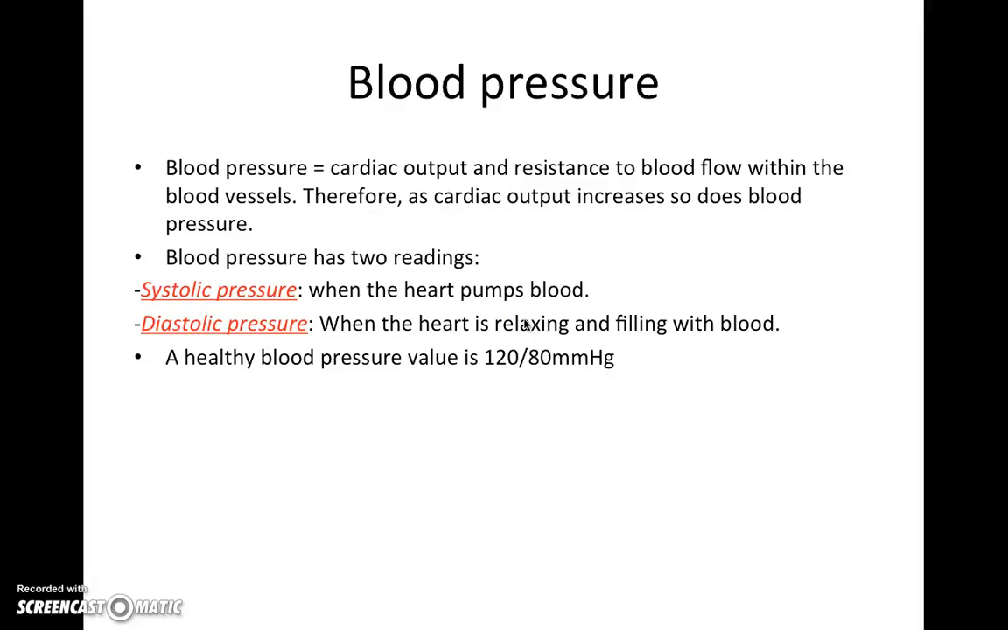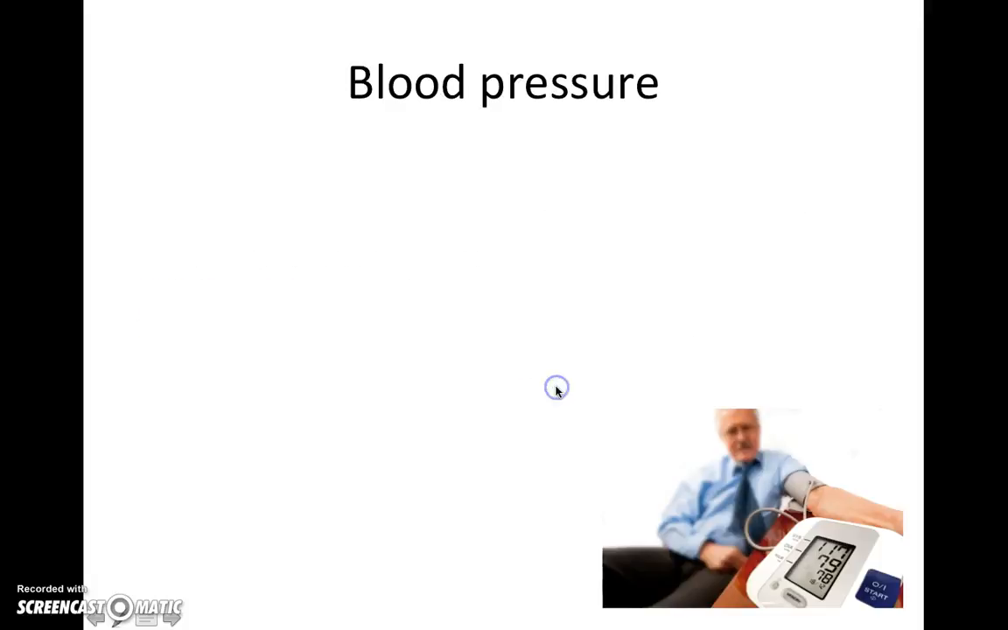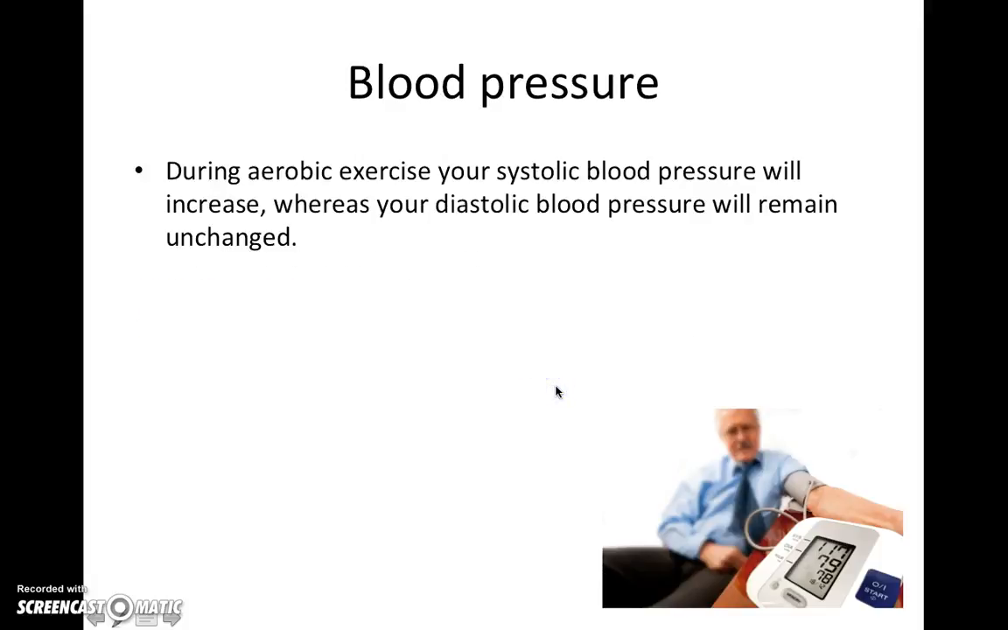So a healthy blood pressure value is 120 over 80. So the 120 is systolic, so when the blood is actually pumping, and the 80 is diastolic, when the heart is actually filling with blood. So during aerobic exercise, which is long-term exercise where we're using oxygen as energy, your systolic blood pressure will increase, whereas your diastolic blood pressure will remain unchanged.